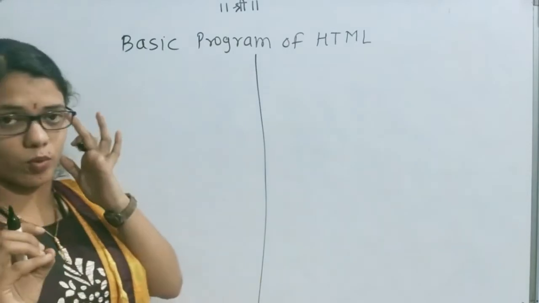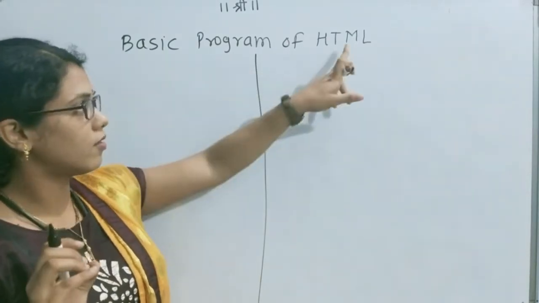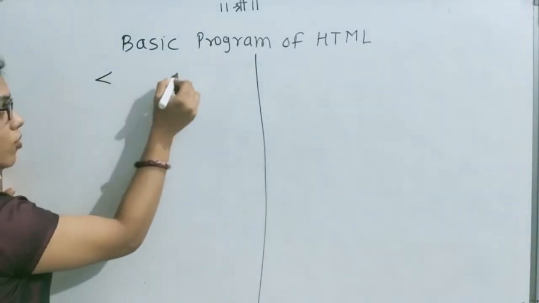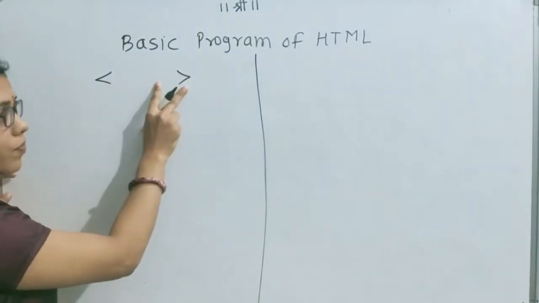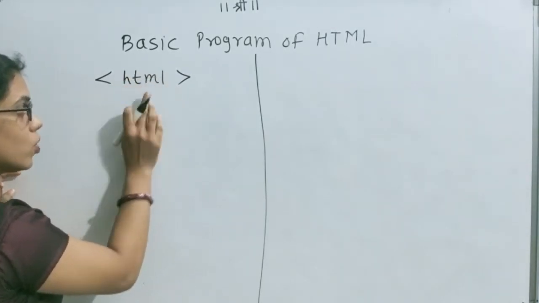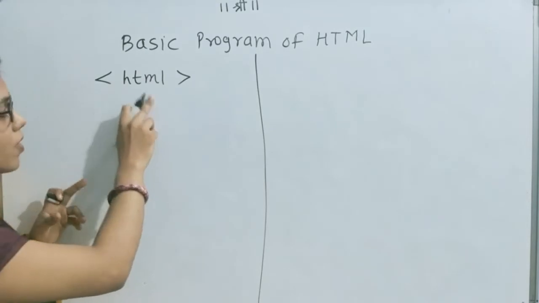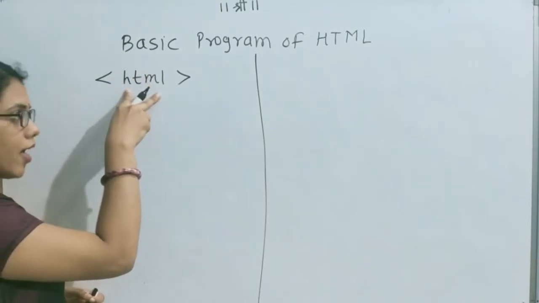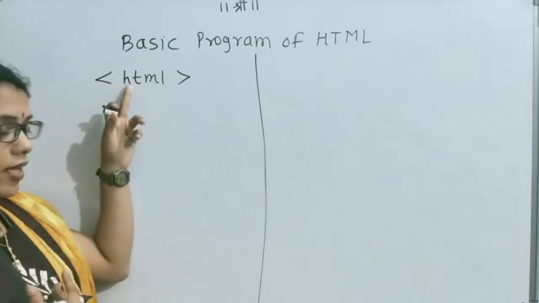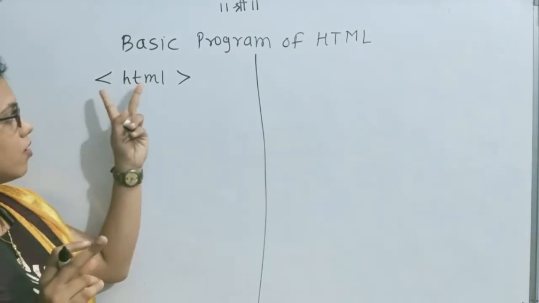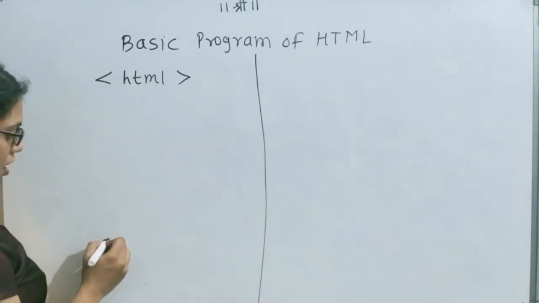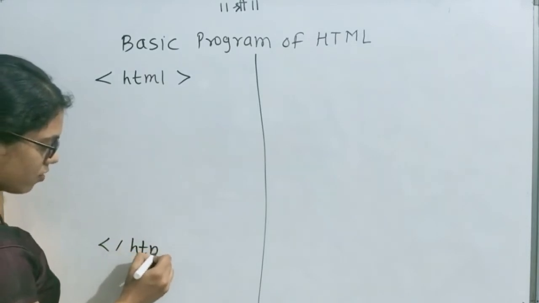Every HTML program starts with the HTML tag. A tag means first you have to declare 2 angle brackets. The tag name is present inside the 2 angle brackets, and the tag name is HTML. Here the HTML tag represents the beginning of the HTML file. As tags come in pairs, first the HTML opening tag and last the HTML closing tag.